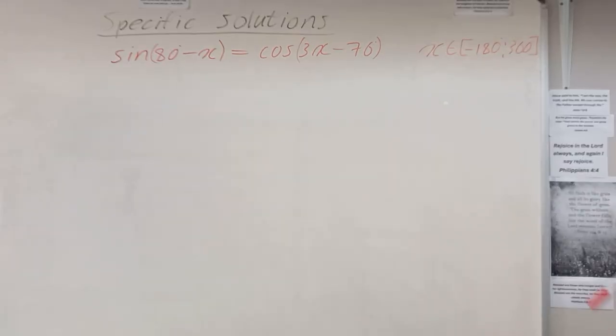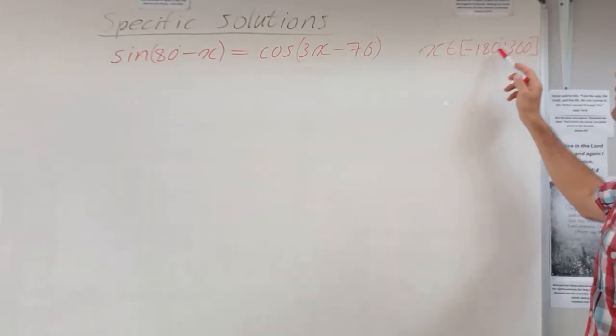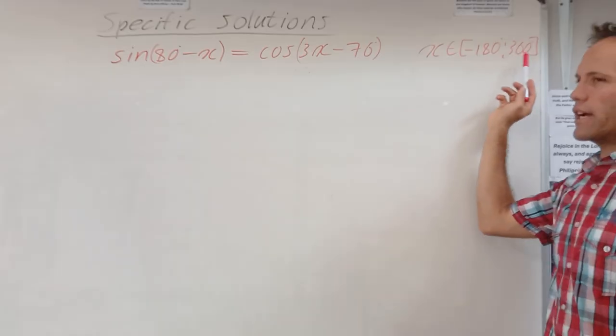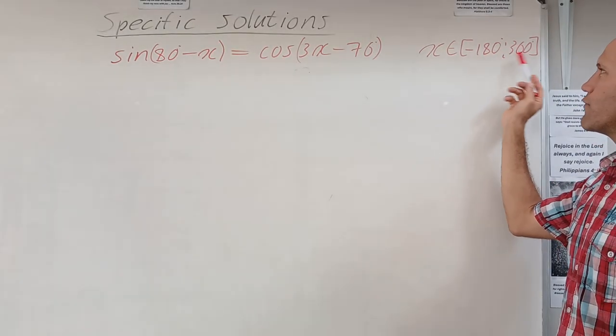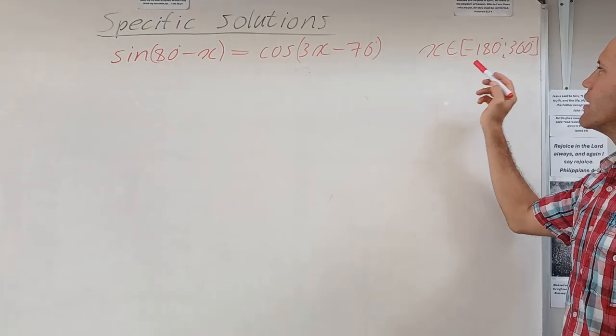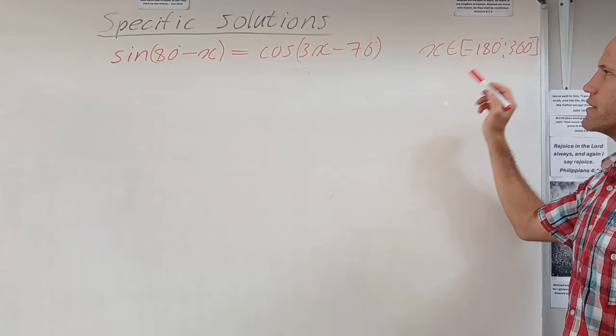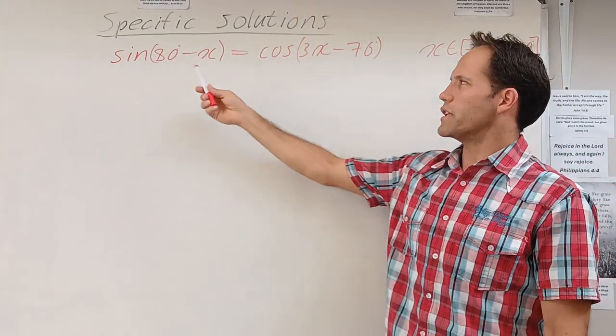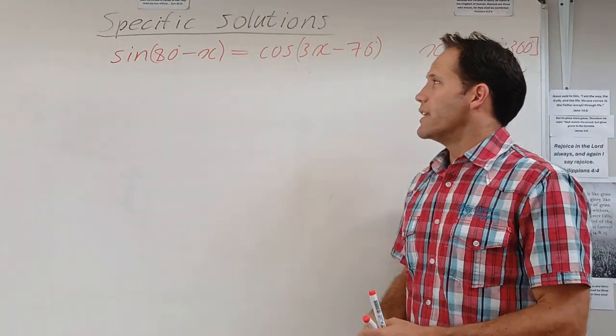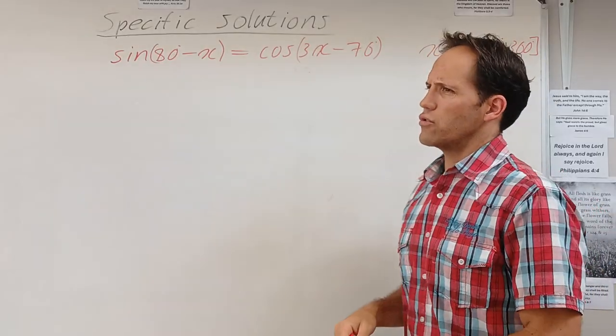Right, so for this one, x is an element of negative 180 to 360, so between negative 180 and 360. You want to find the specific solution again, between negative 180 and 360. Now the problem with this one is you get a sine and a cos, and you can't divide by cos and change it to tan.